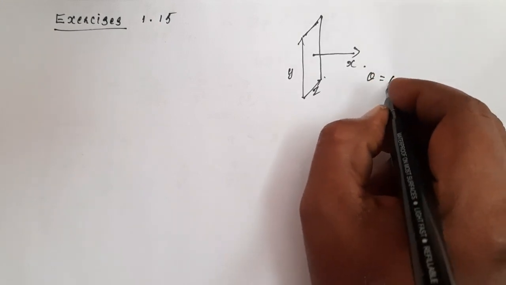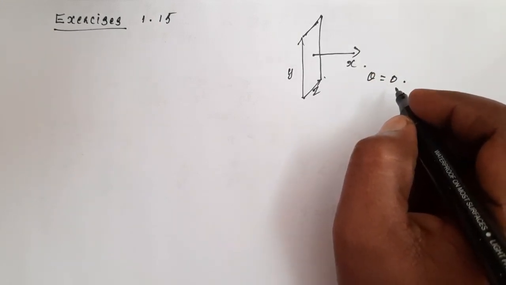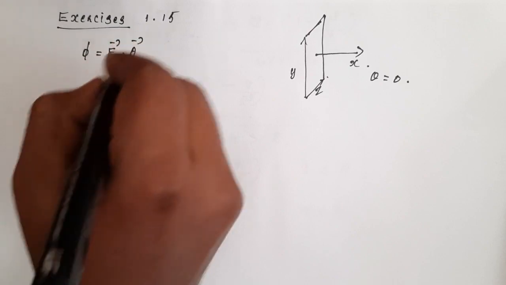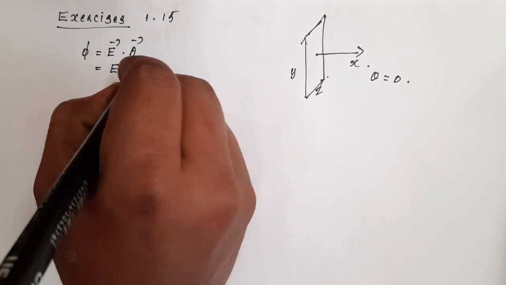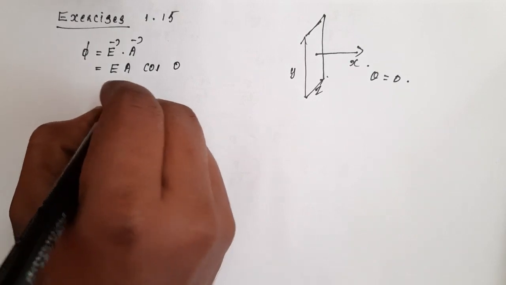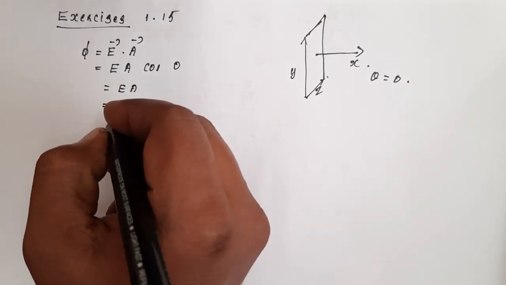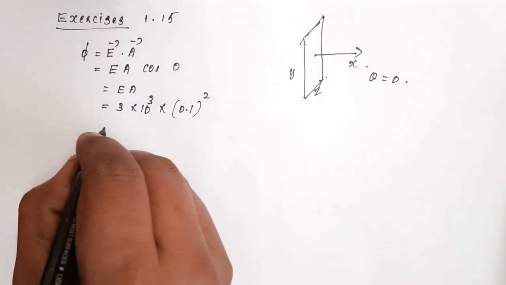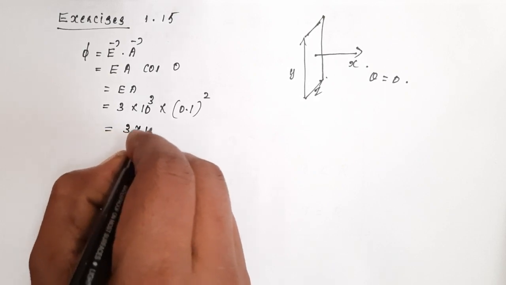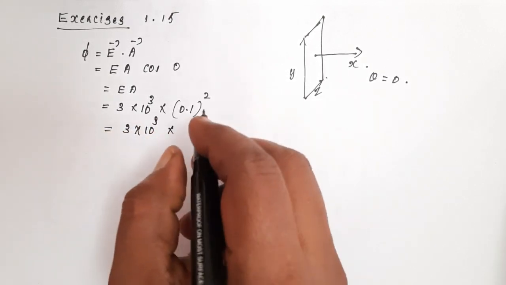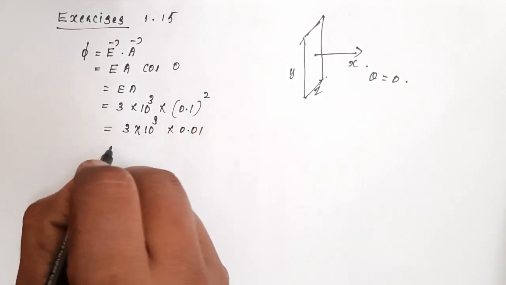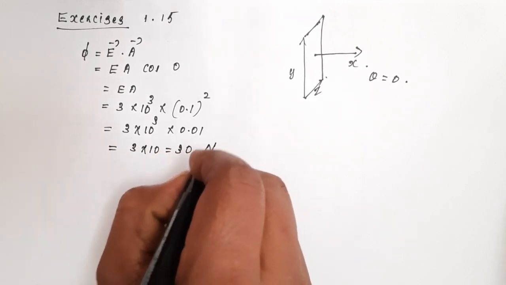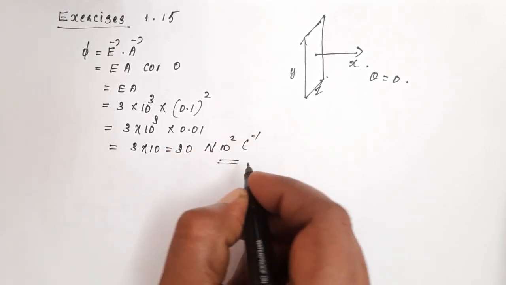So in this case theta is 0. When we write the flux, phi is equal to E dot A, so it becomes EA cos 0, so it becomes EA. Now it's enough to substitute E and A. So it is 3 into 10 cube into 0.1 square, that is 0.01. So 3 into 10, that is 30 Newton meter square per Coulomb is the answer.